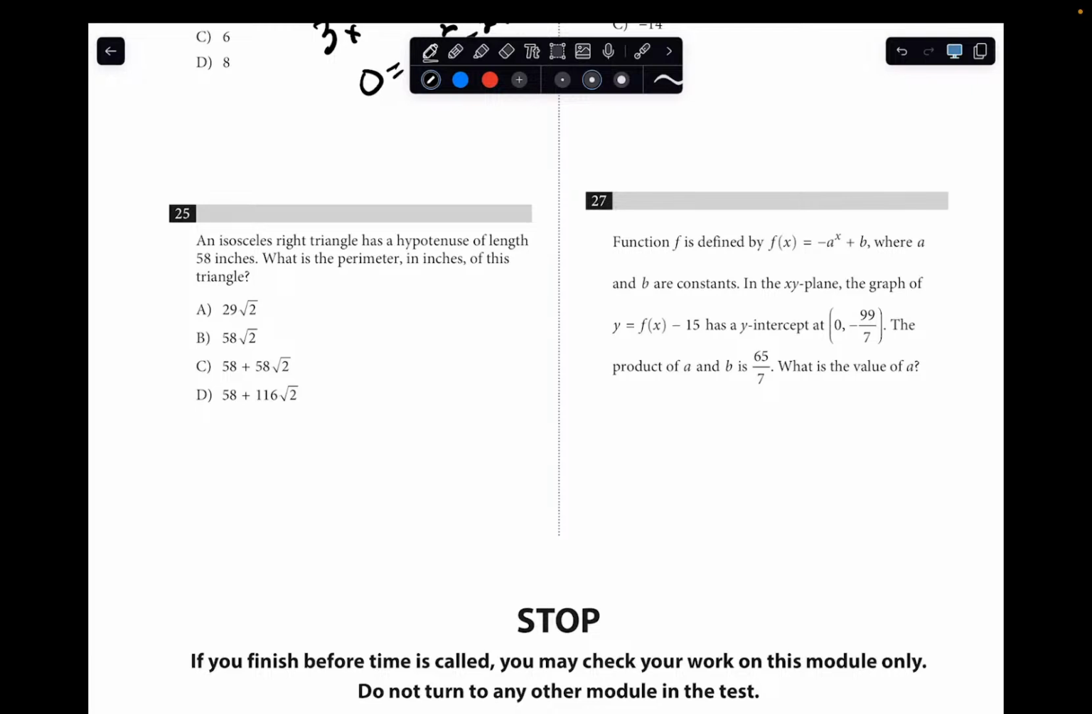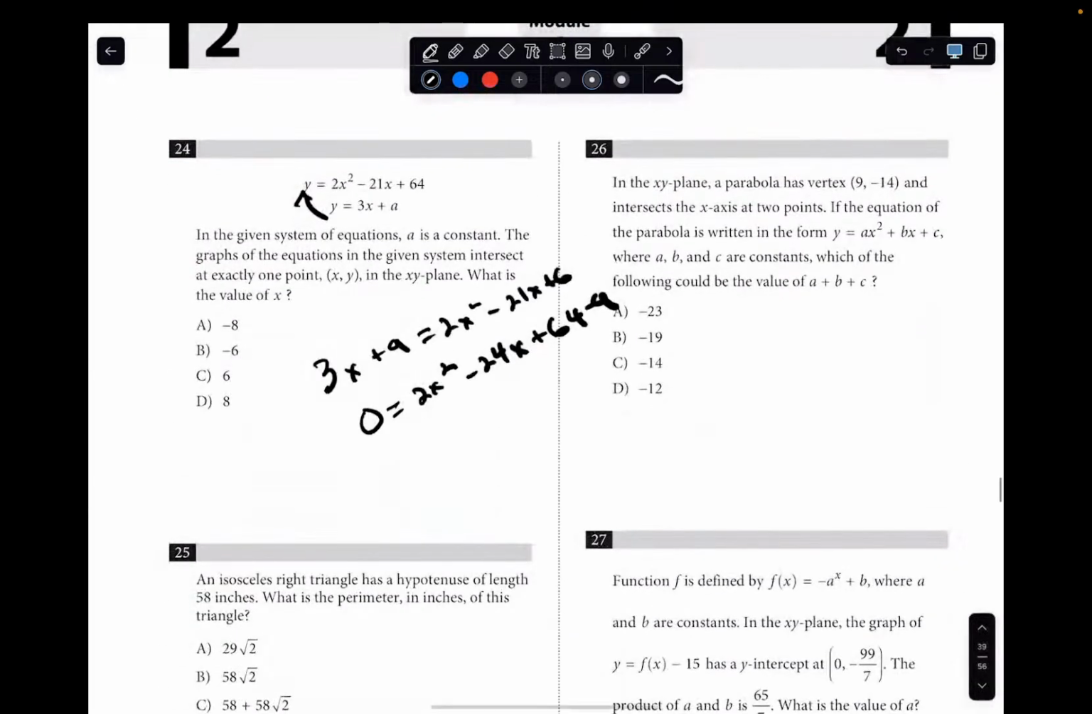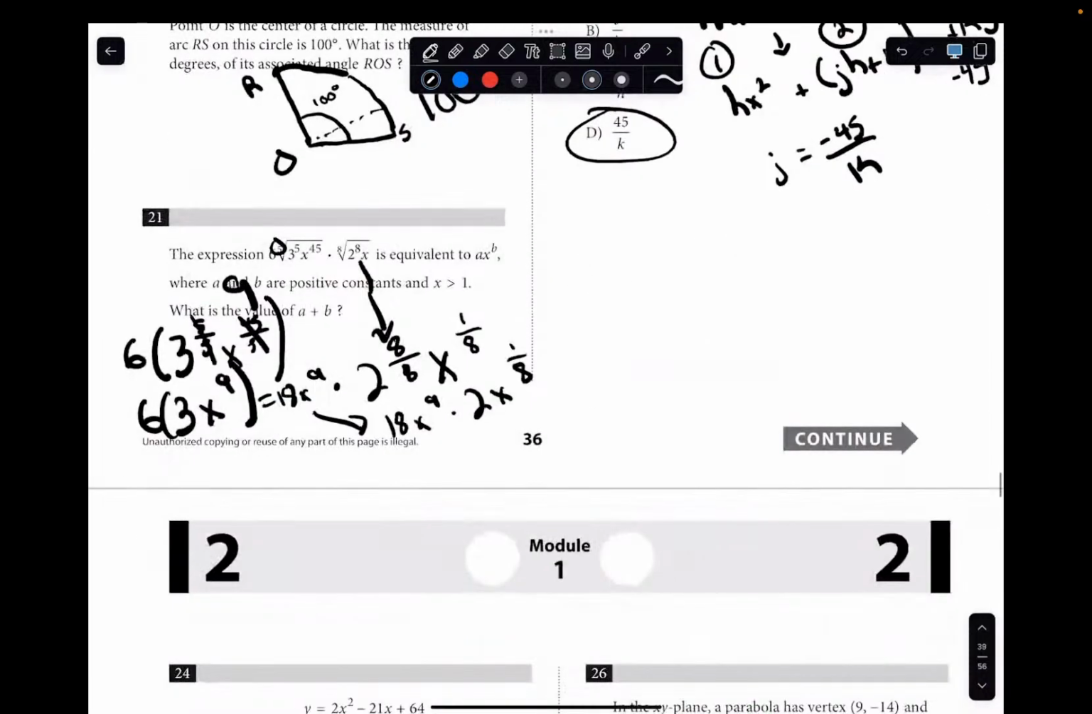I feel like you have to be doing a lot of math daily to be solving those types of questions. 21? We didn't finish this, you have the answer. Yeah.